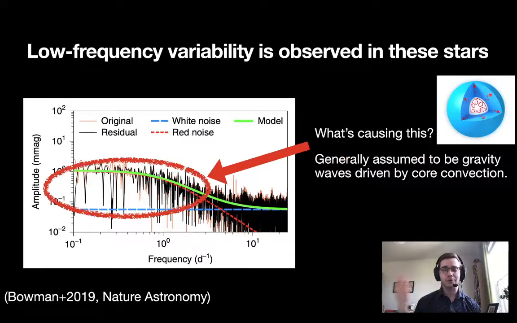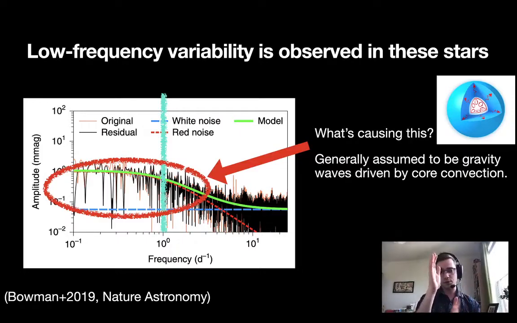And the question that the field has is, what's causing this low frequency signal? Generally, people assume that the signal is caused by gravity waves driven by core convection. So you have this turbulent, swirly core convection, it hits the radiative zone and excites gravity waves, and those propagate to the surface, and we're observing them as this red noise. Now, this may be what's happening, but maybe it's not quite that simple.